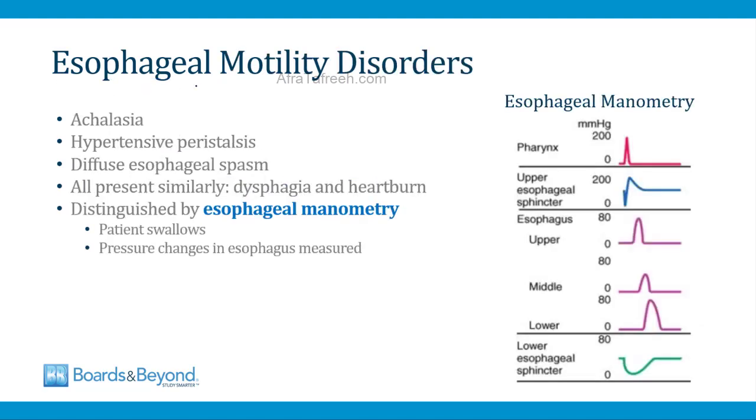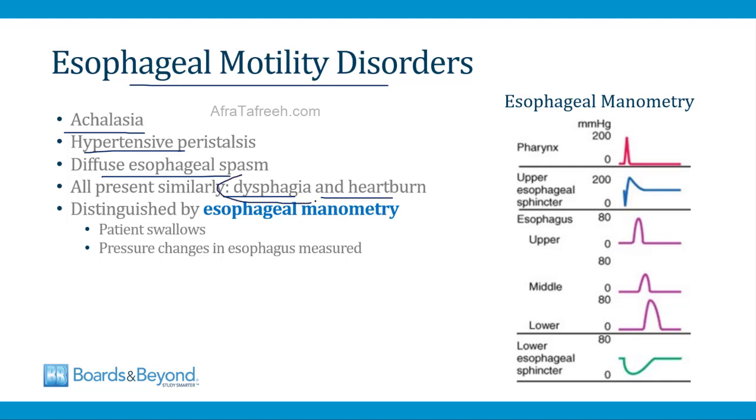Now let's talk about esophageal motility disorders, which can cause esophageal dysphagia. There are 3 important motility disorders: achalasia, hypertensive peristalsis, and diffuse esophageal spasm, and we'll talk about all 3 of these in the next few slides. They all present similarly with dysphagia to solids and liquids and with heartburn. And as I said earlier, when patients present with dysphagia, usually the first test that's done is an endoscopy. But after endoscopy, the next best test for all of these motility disorders is usually an esophageal manometry test.